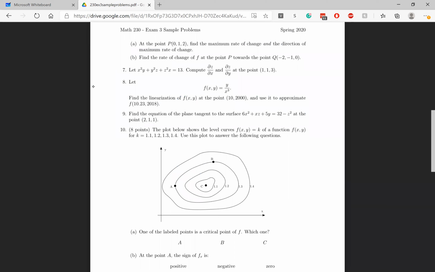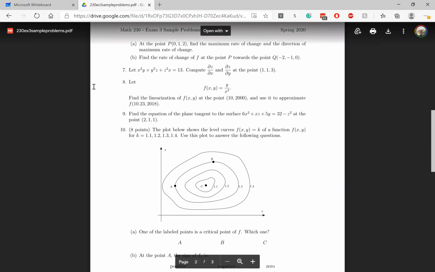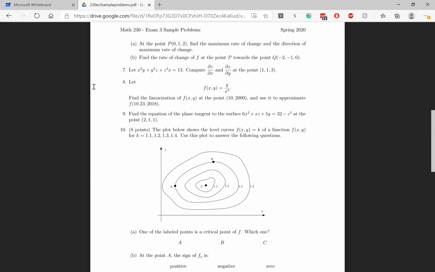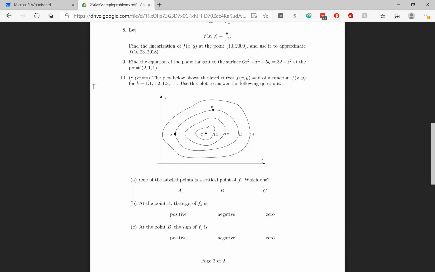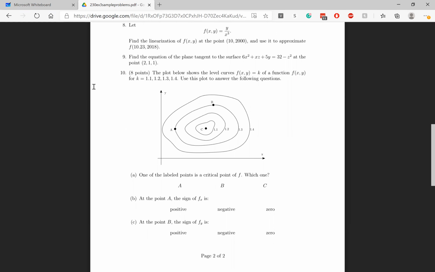Find the equation of the plane tangent to the surface at that point. So once again, this would be similar to the linearization problem, so I'm going to skip it. It also involves some implicit differentiation, just the way it's written. It's probably not a problem exactly like this one, but you will need to know how to find the equation of tangent planes, and it's very similar to what we just did.